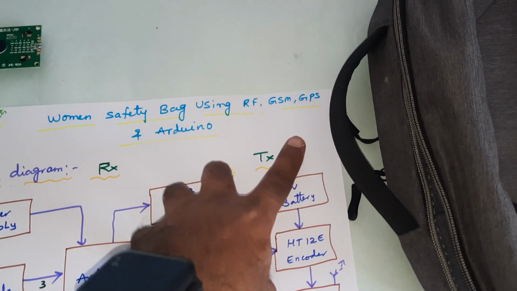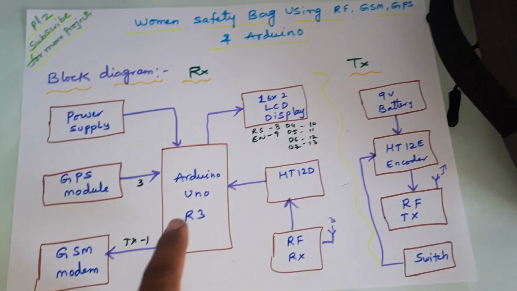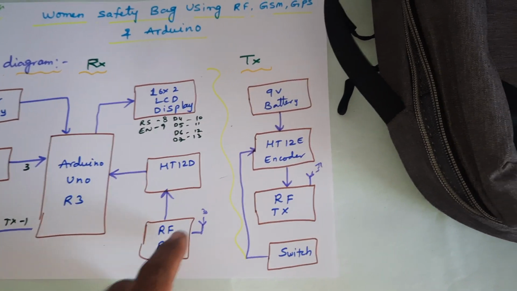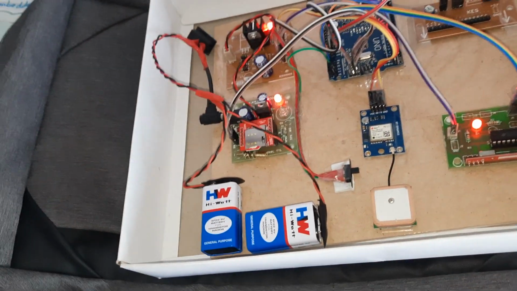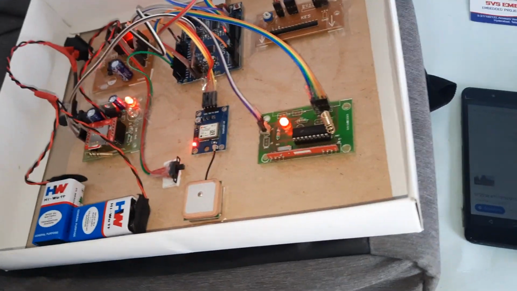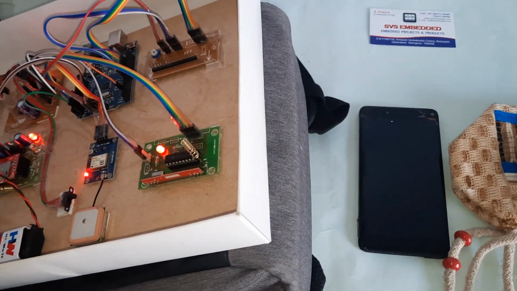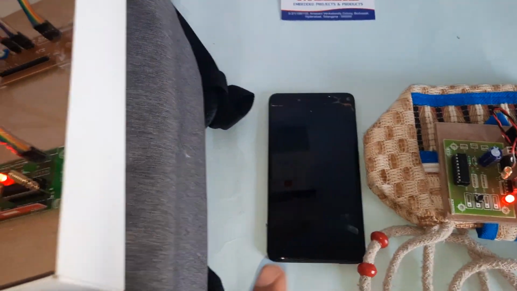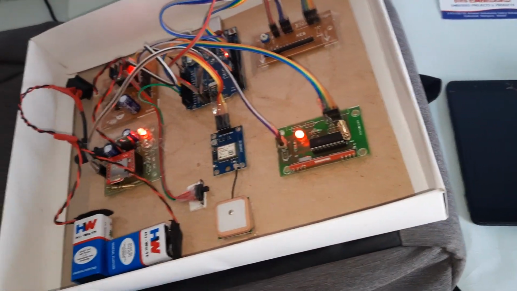Women safety bag using RF, GSM, GPS, Arduino. Just the LCD is used for demo purpose only. So Arduino, GPS, GSM, HT12D decoder, RF receiver module. The transmitter module should be in the small bag, and it should be in the main bag. So, women safety bag. The transmitter part and receiver part use wireless communication. It will send the data to predefined mobile numbers, which are mine and one student's. It is sending the SMS alert to two predefined mobile numbers.